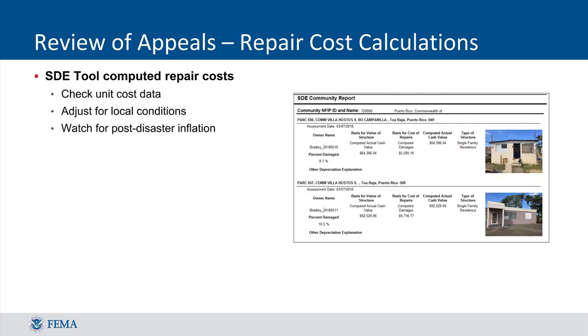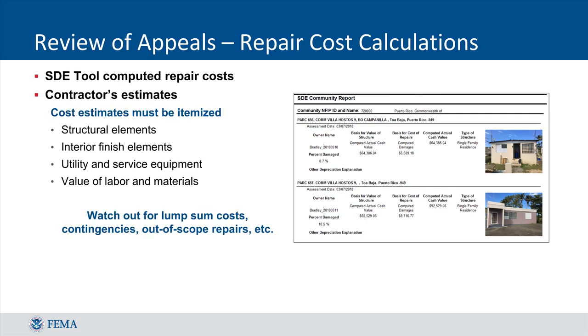When reviewing appeals based on the computed damage repair costs from the SDE tool, check that the unit cost data is from a credible source, like a builder, engineer, or industry-accepted cost guide, and adjusted for local conditions. Beware of unit cost data that attempts to incorporate post-disaster inflation. This has been shown to have little or no significant impact on construction costs.